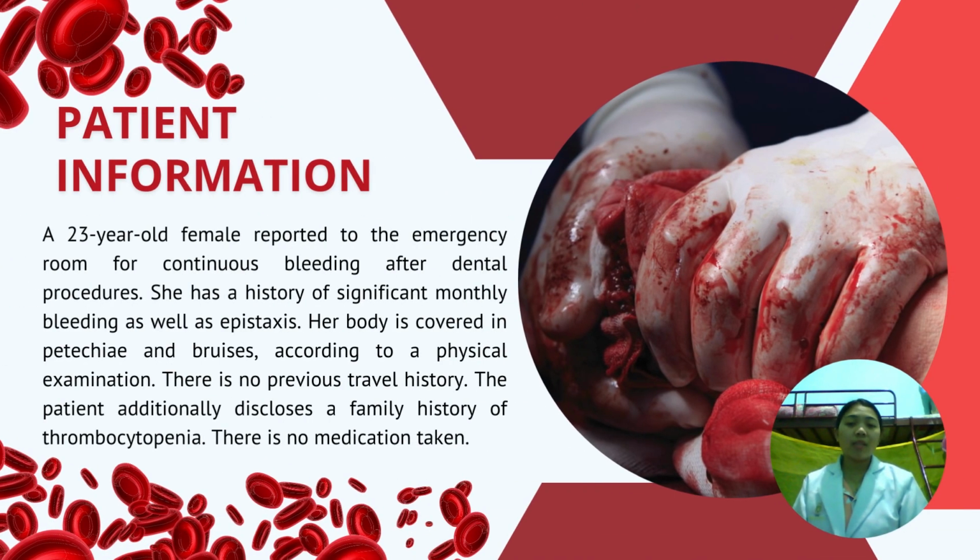For the patient history, she is a 20 year old female who reported to the emergency room for continuous bleeding after a dental procedure. She has no travel history and no medication taken, and she also said that her monthly period is heavy, and she has epistaxis. Upon physical examination, her body is covered in petechiae and bruises, and she discloses a family history of thrombocytopenia.